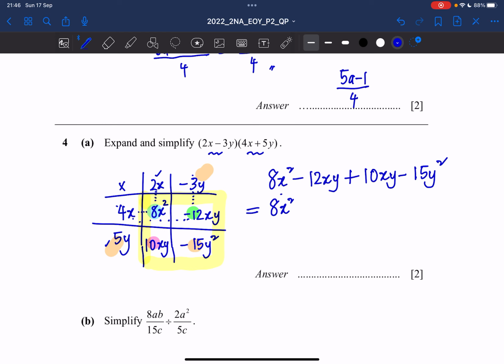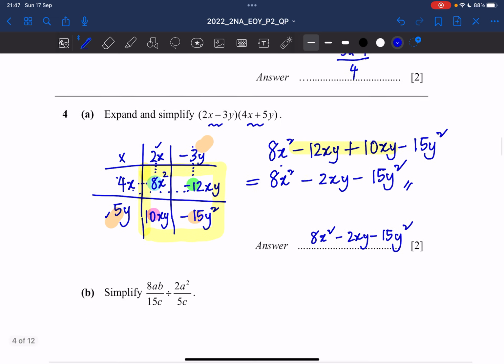Then for these two, negative 12 plus 10 is negative 2xy. Then minus 15y squared. So this is our answer. Now let's move on to the next one.